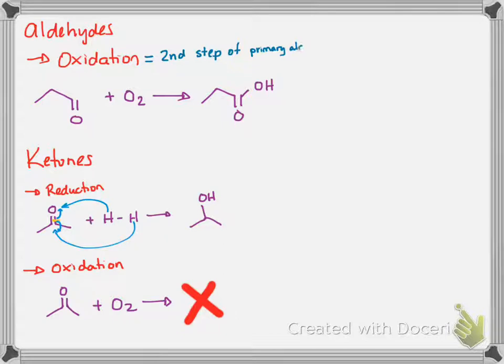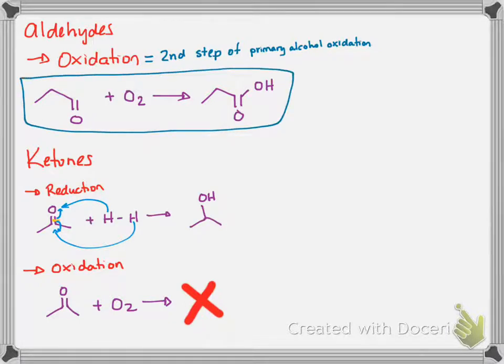Let me write it completed here. Alcohol oxidation. If you remember, when I oxidize a primary alcohol, in the first step it becomes an aldehyde. If I continue with the oxidation reaction, it will become a carboxylic acid. This second step is what we have here. The aldehyde becoming an acid. We have already seen this reaction before with alcohols. It's just the second phase.